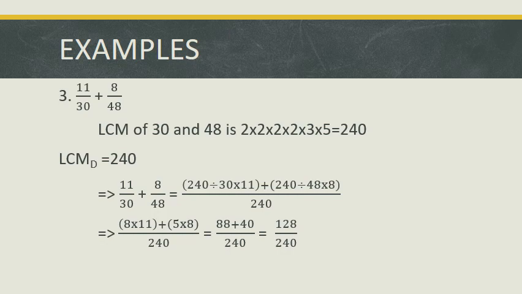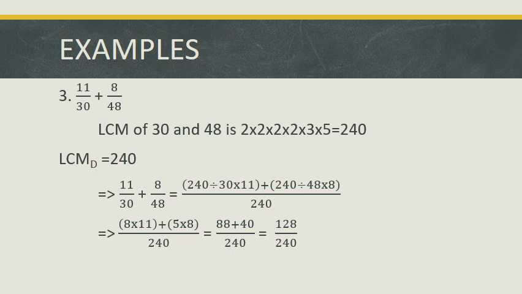Children, in the first bracket, we have to solve division and then multiplication according to the BODMAS rule. So what do you see inside the first bracket? 240 divided by 30 multiplied by 11. So first we have to divide 240 by 30. And what will be the answer? It will be 8. So you will multiply 8 by 11. So in the next step, you can see 8 multiplied by 11 written inside the bracket.